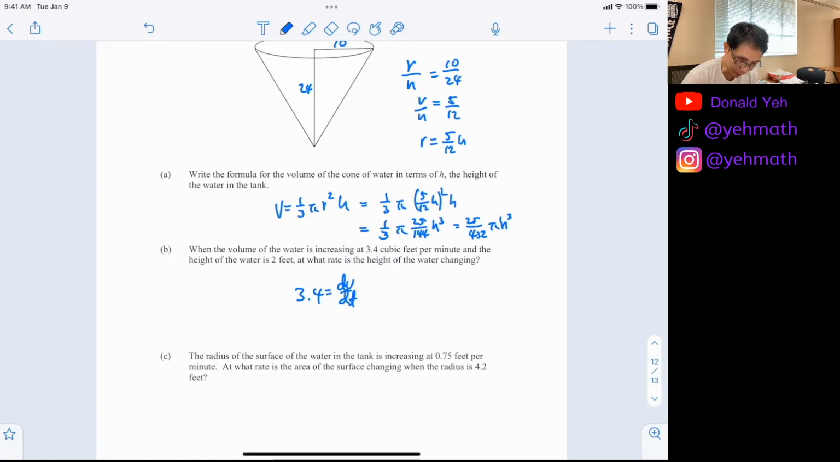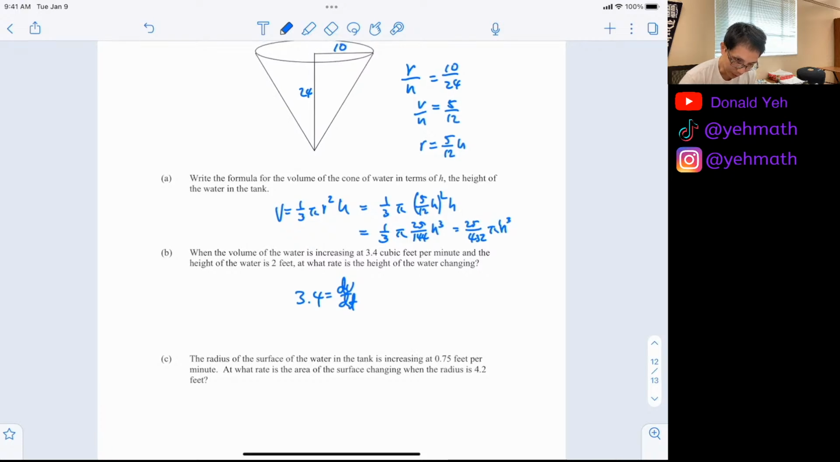So I'm going to take a derivative of this. V is equal to 1/3 pi 25 times 144 h to the third. The reason why I keep that 1/3 there is that if I take dV/dt, the 1/3 cancels out. So this is equal to just 25 over 144 pi h squared. And you can plug in, so it's 3.4 equal to 25 over 144 pi.